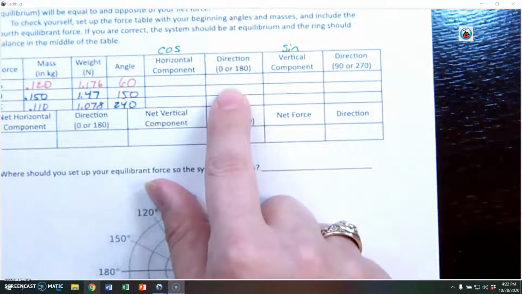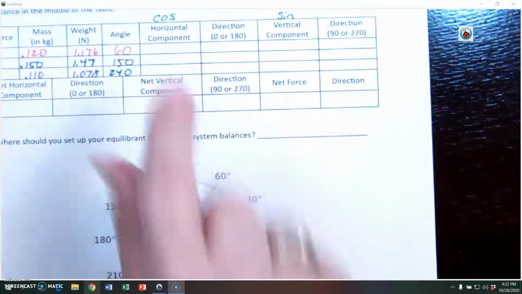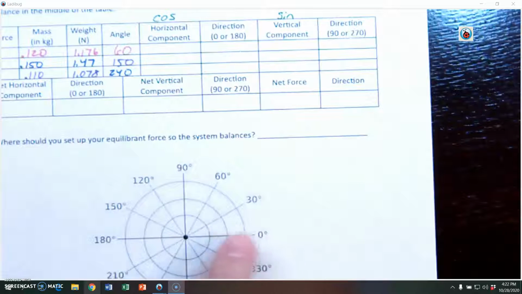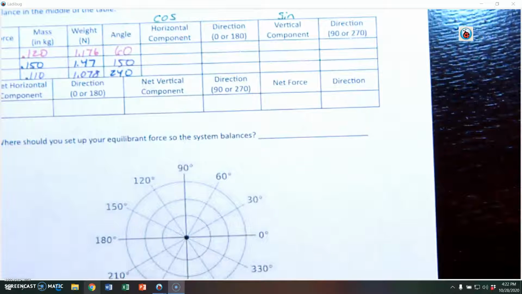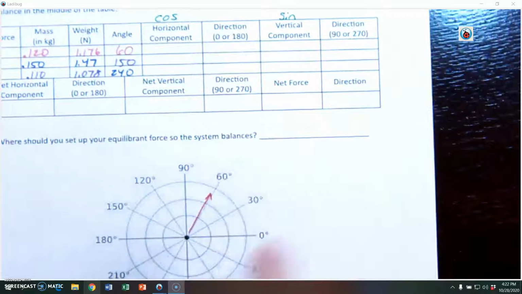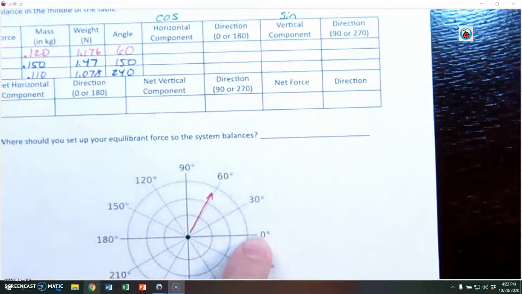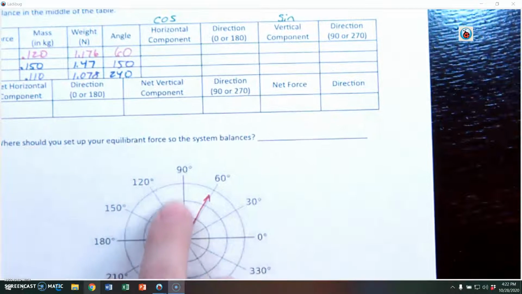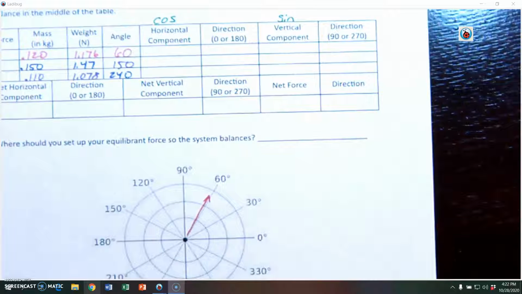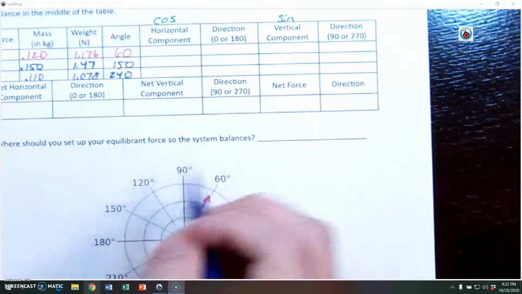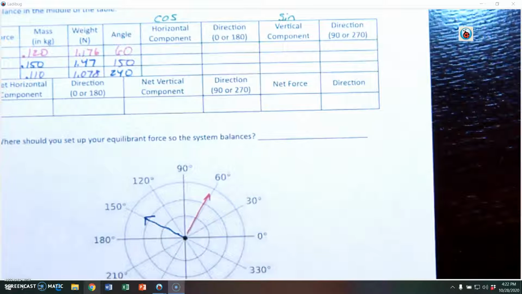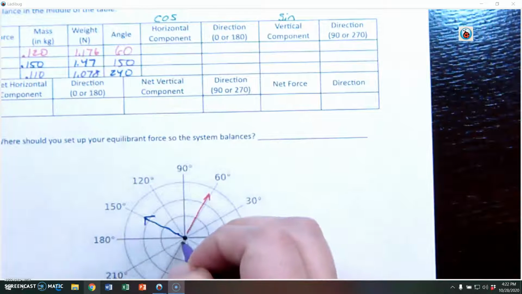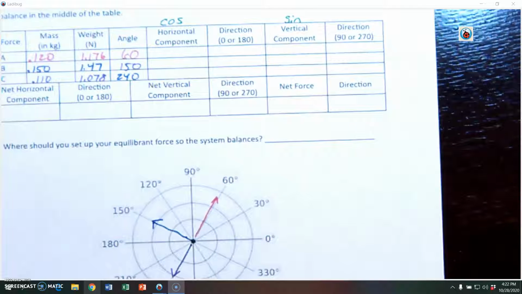Now, by the direction, what I mean is for these horizontal components, are they pulling this way towards 0, or are they pulling this way towards 180? So for this vector that's going towards 60 degrees, it's headed towards 0 degrees horizontally and towards 90 degrees vertically. Okay? For the 150, we would be going towards 180 and 90. And then for the 240, we're going towards 180 and 270. Okay?